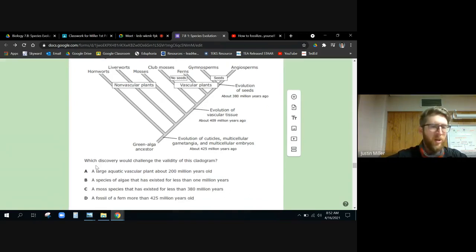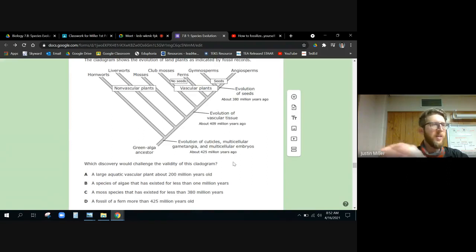Let's go one by one and rule them out. A large aquatic vascular plant about 200 million years old. Remember, we're looking for something that doesn't fit this graph we're looking at. We're looking at something that does not match. A large aquatic vascular plant, 200 million years old. So let's go back to 200 million years. Well, this is 380 million years, so 200 million years is going to be somewhere close to today. Okay, it's going to be between here and today. So a large aquatic vascular plant would fit here because vascular plants came around way before that, way back here.